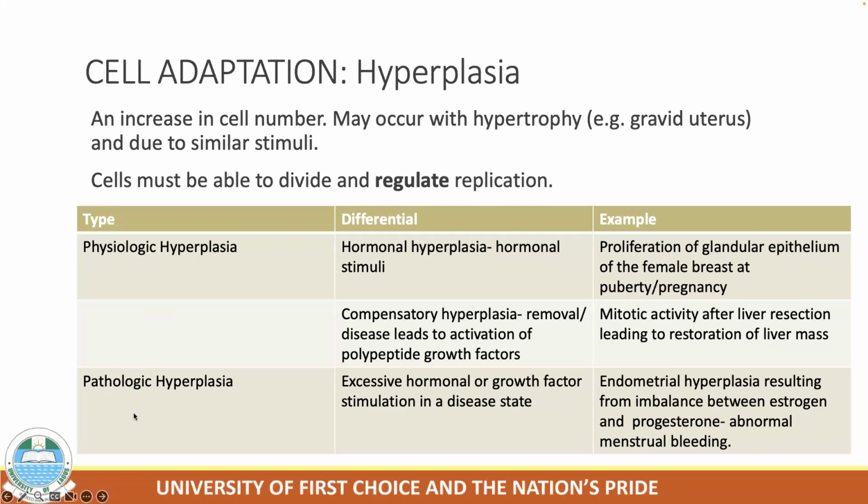Now, there's also the disease process that can cause hyperplasia or hyperplastic transformations. Excessive hormonal or growth factor stimulation in a disease state, for example, in endometrial hyperplasia, resulting from imbalance between estrogen and progesterone, leading to abnormal menstrual bleeding.